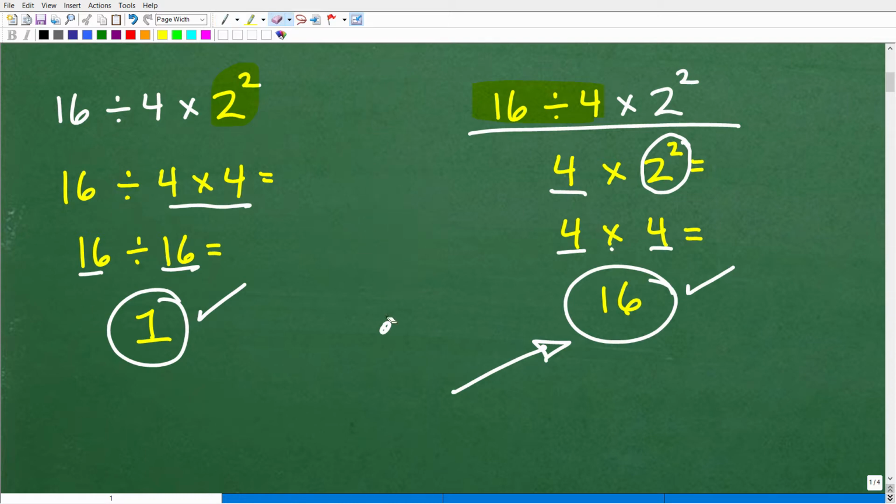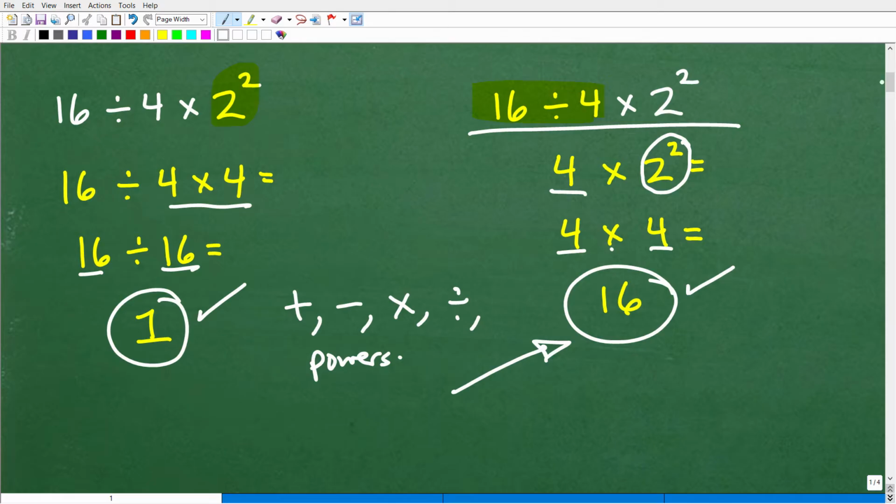Well, let's talk about what's going on here. First of all, what is the order of operations? What does that mean? Mathematical operations are things like plus, minus, multiplication, division, and powers. So these are mathematical operations, and which way do we do the orders? Well, I'm going to get into this.